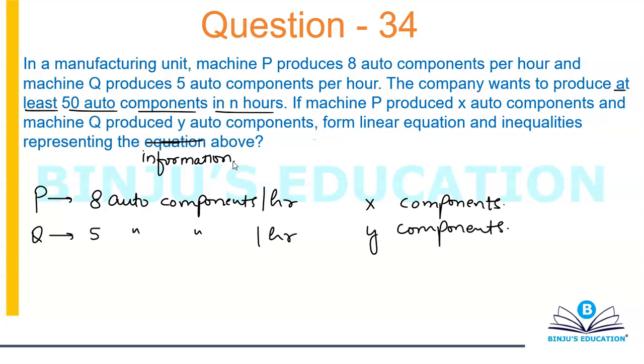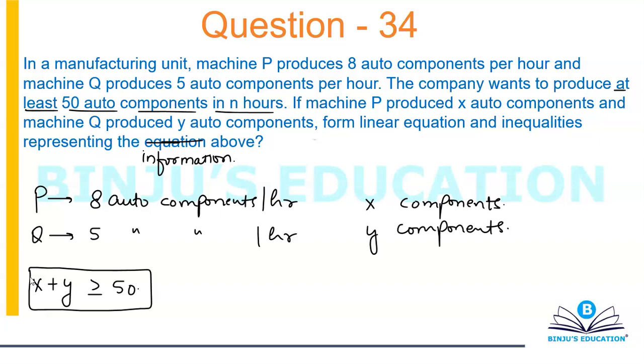Okay, so first of all, if X represents auto components produced by P and Y represents auto components produced by Q, and if I want at least 50 auto components, so one thing is for sure, that is X plus Y should be greater than or equal to 50, because I want at least 50 auto components.